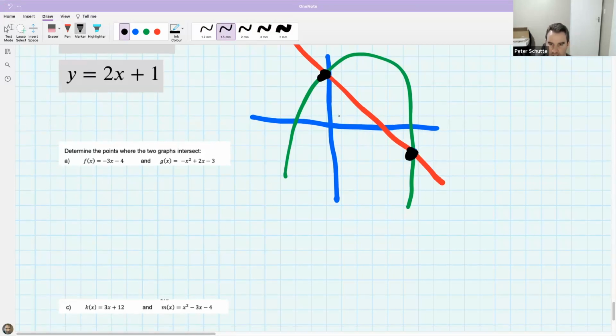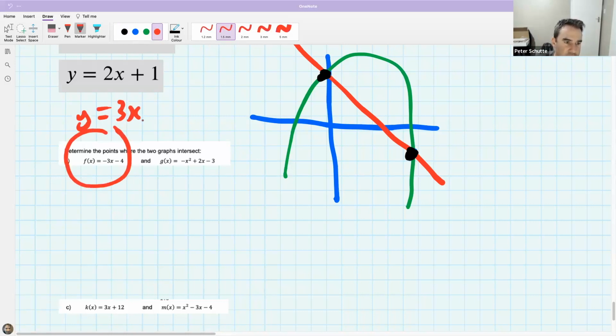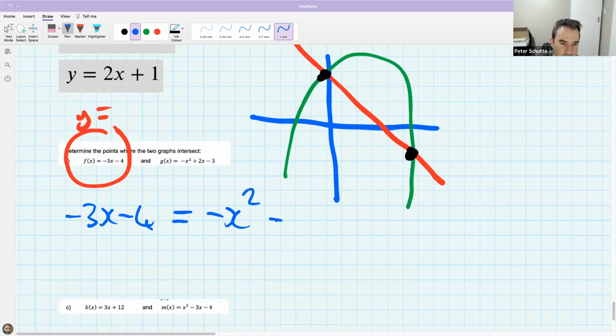Intersection points, sir. You're going to do negative b over 2a, then find the turning points. Then you're going to say that f(x) and g(x) are equal, and then find those intersections. No, exactly. So you take f, which is y equals minus 3x minus 4, and this is also y. All you need to do is make them equal to each other, and now you solve that equation.